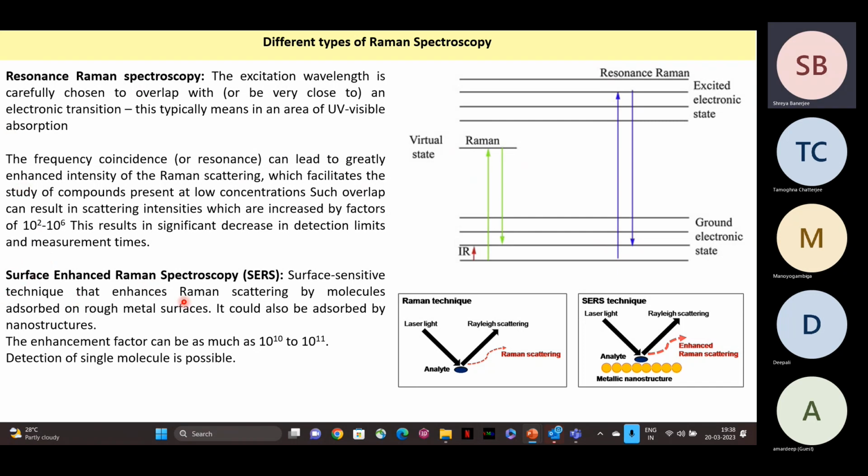Another is surface enhanced Raman spectroscopy or SERS. So in this, what happens? The intensity of Raman spectroscopy is enhanced by molecules on the surface. Like it can be a metal surface or a nanostructure surface. So when there is Raman scattering from this special surface, the intensity increases up to as much as 10 to the power 10 to 10 to the power 11 times. And this increase in intensity enables us to detect even a single molecule.